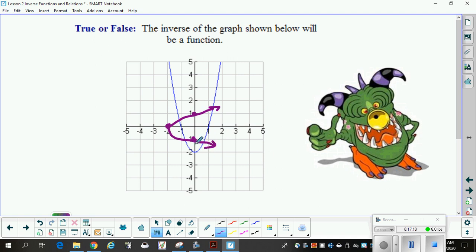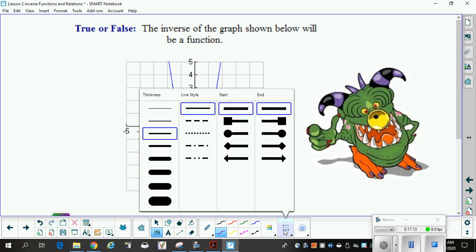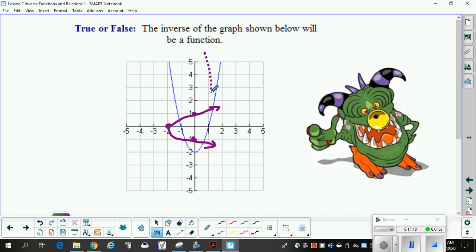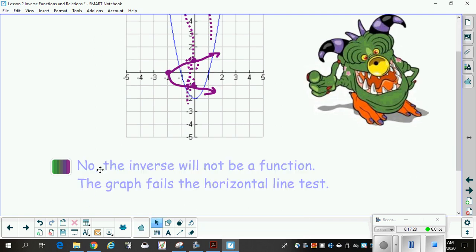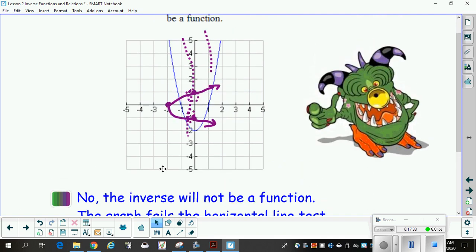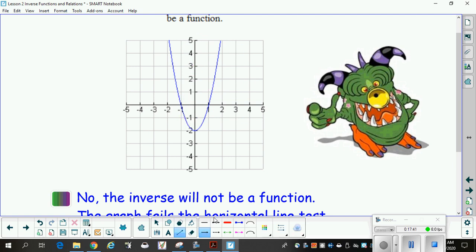So, is this a function? I think not. Okay, notice, if I draw a straight line, it's a terrible straight line, but I cross it twice. So my answer is no, the inverse will not be a function. The graph fails the horizontal line test, and the inverse fails the vertical line test. Again, I drew the inverse. If you want to just do this, boom, fails the horizontal line test.